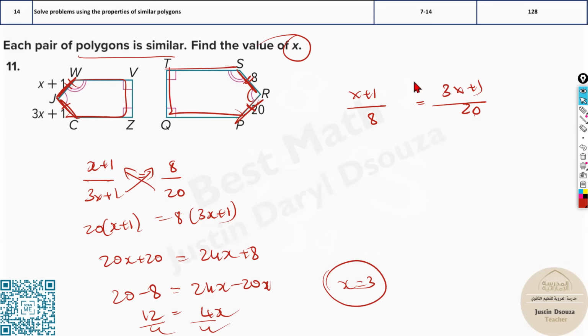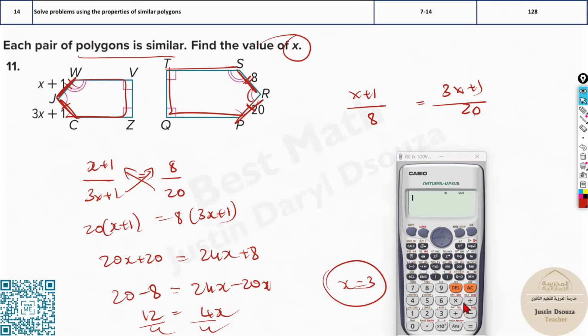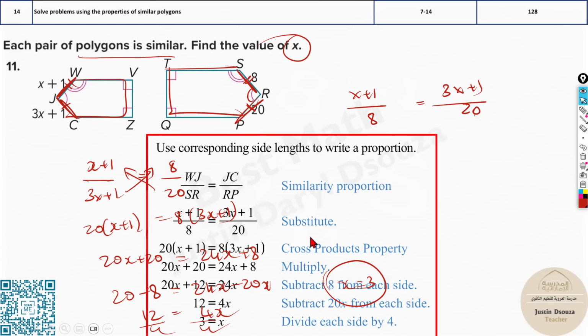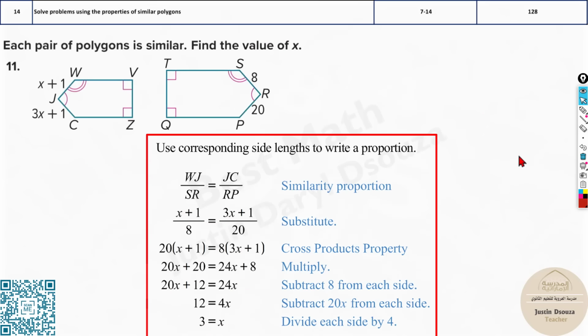Let's check it in the calculator as well. All you've got to do over here is write this fraction, alpha x plus 1 divided by 3x plus 1, and then this is all equal to 8 by 20. Shift and solve and then press equal to. The answer is 3. X is 3. That's it. So that's how you can easily solve it in the calculator as well.